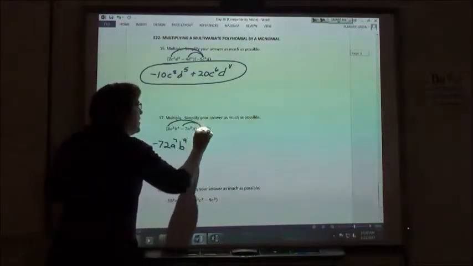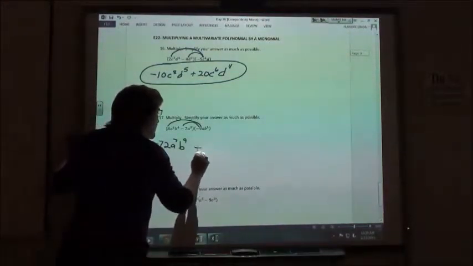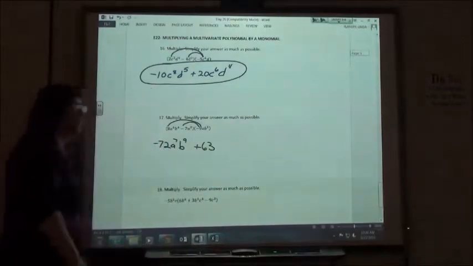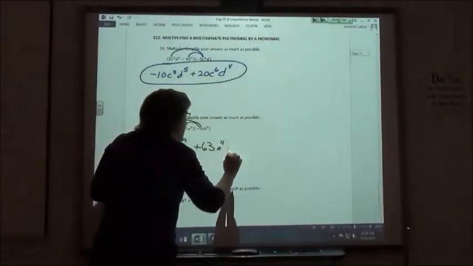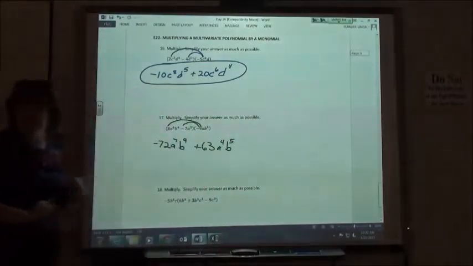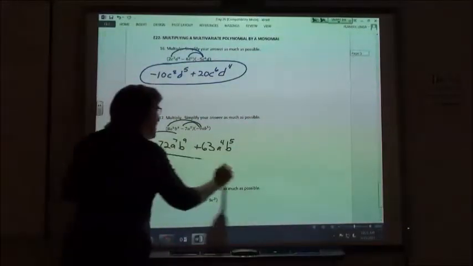And then if I do the second one, negative 7a to the 3rd times negative 9ab to the 5th, I would get positive 63. Make sure you get the plus sign in there. a to the 4th, b to the 5th, and the b to the 5th is still there. It doesn't disappear. 0 plus 5 is still 5 of them, right? So that's going to be my answer on that one.